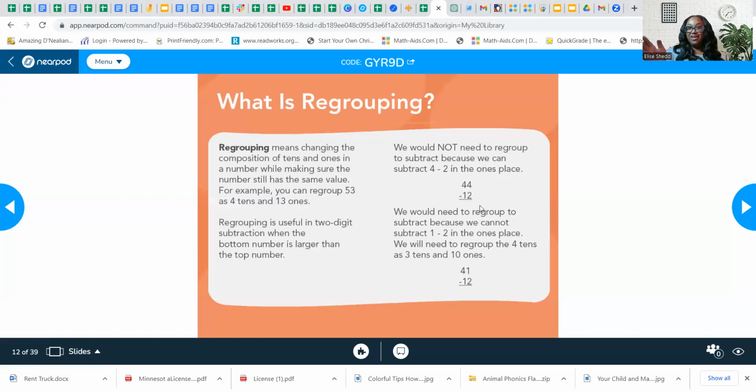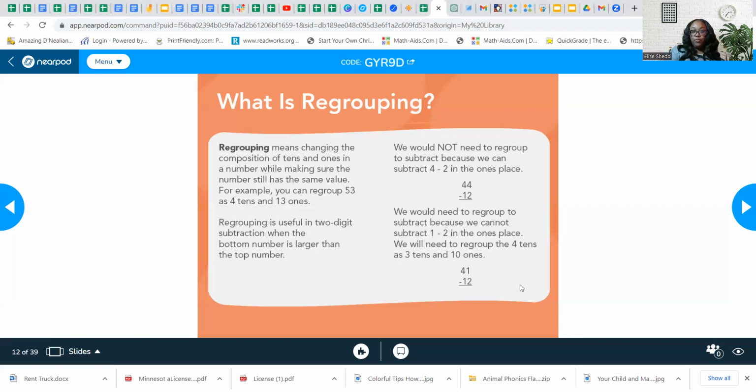Like 4 minus 2 is what, class? 2. And 4 minus 1 is what, class? 3. So we don't have to regroup. But it can change. We will need to regroup to subtract because we cannot subtract 1 minus 2 in the ones place. We will need to regroup the 4 tens as 3 tens and 10 ones. I'm going to show you how you can borrow from the tens place to get your ones number to become bigger so you can subtract.